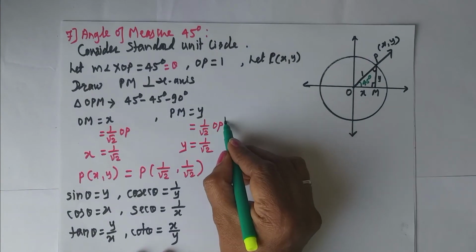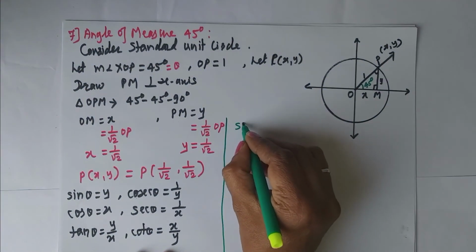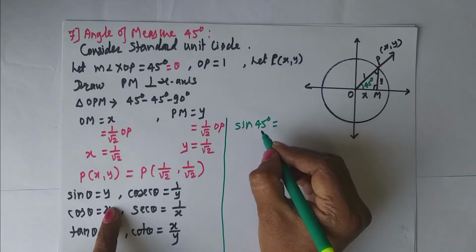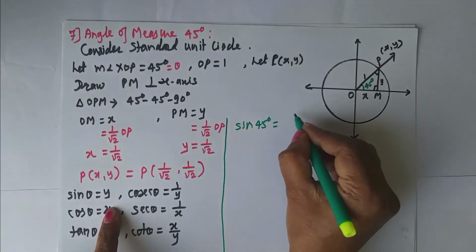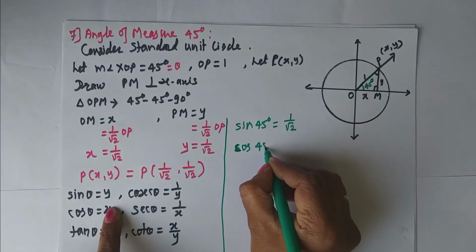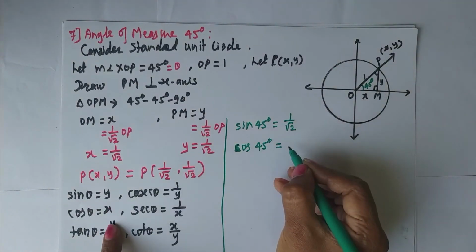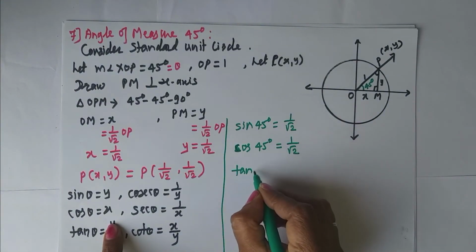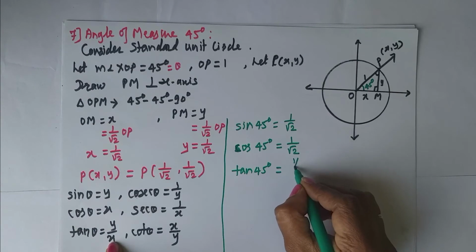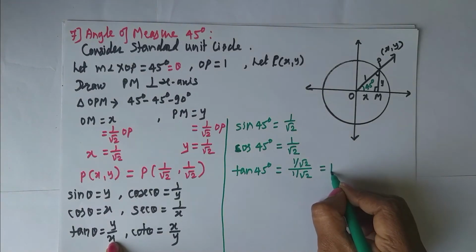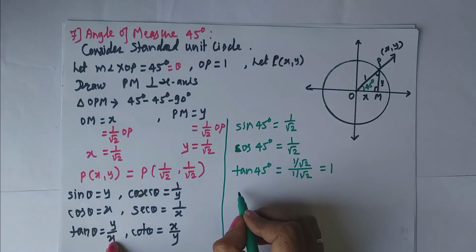Now you keep the values. Then we will get here sine 45 degree. What is that? That is y. What is the value of y? That is the y coordinate of P, 1 by root 2. Then you write down cos 45, that is x, and again the value of x is 1 by root 2. Then tan 45, that is y by x, that is 1 by root 2 divided by 1 by root 2, and this will get cancelled and the value of tan 45 will be simply 1.